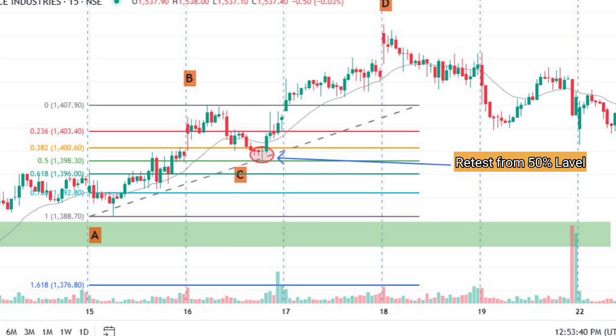Rule number 3. Time. While not absolute, a valid ABCD often has symmetry in time. The time it takes for CD to form is often similar to the time for AB to form. A distorted time symmetry can be a warning sign.